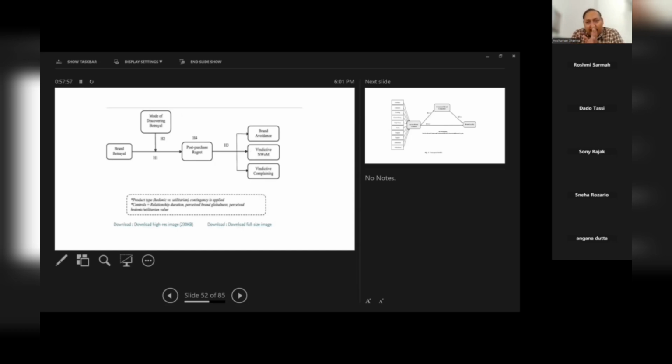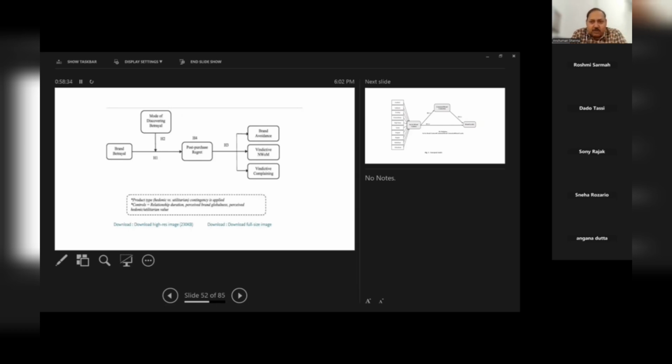If I have this idea in my mind, like brand betrayal, and I'm saying that those people who are betrayed by the brand are going to speak negatively. This is very human, very natural. Like, you go to any restaurant and have bad quality food, definitely you are going to say something negative about it. So there is nothing new. So what you are saying is how brand betrayal is going to impact brand avoidance, vindictive negative word of mouth, and vindictive complaining.